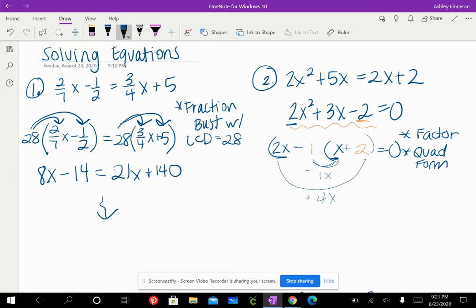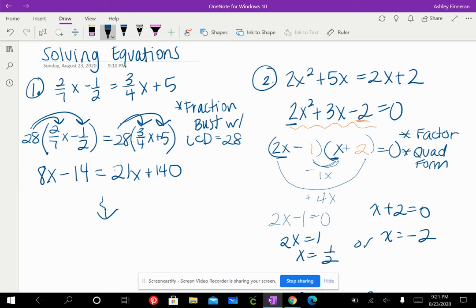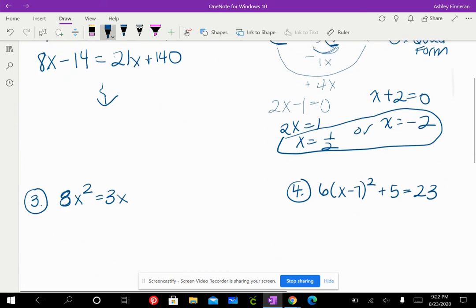And then once you have your factors, whoops, I don't have a parenthesis there, set each factor equal to 0. My pen got really light. And then solve. So you have 2x equals 1, so x equals 1/2, and then x plus 2 equals 0, x equals negative 2. So you have those two solutions from your factors.